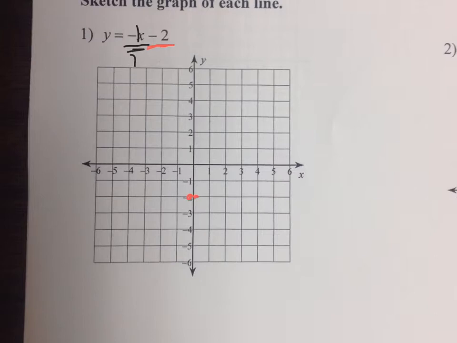Okay? So the first number, remember, tells you to go up or down. So I see it's a -1. So a -1 tells me to go down 1. And the positive 1 at the bottom tells me to go the right 1. So remember, rise over run. Negative means down. Positive at the bottom means right.